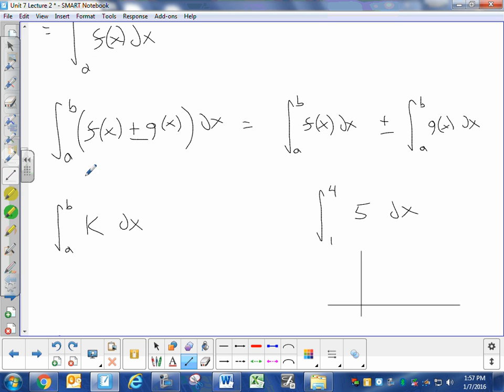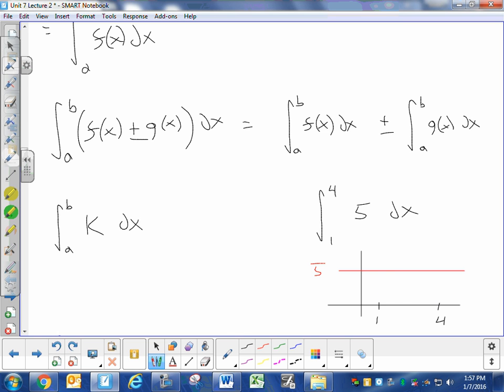Here is the function 5, right? Just a horizontal line passing through y equals 5. Well, I want to find the area under 5 from 1 to 4. What do I have? Just a rectangle. The area here would be the height of 5 times this width, which would be from 1 to 4, which is 3. That gives me 15.